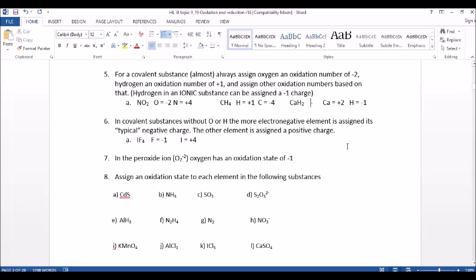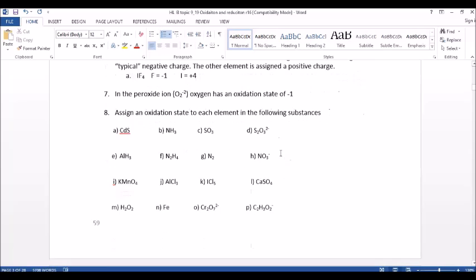So sometimes you'll see covalent substances without oxygen or hydrogen in them. In that case, you should give the more electronegative element its typical charge, like the one you'd see on the periodic table, and then base the oxidation state of the other one on that. So, for instance, fluorine is in the -1 column of the periodic table, so we're going to give fluorine -1, that's its oxidation state. That's a total -4, so the iodine has to be +4.